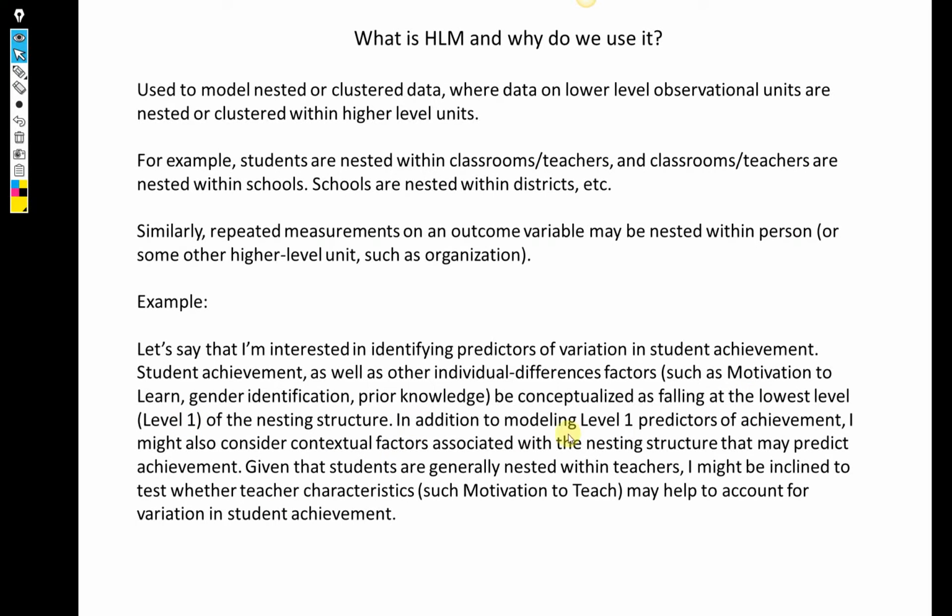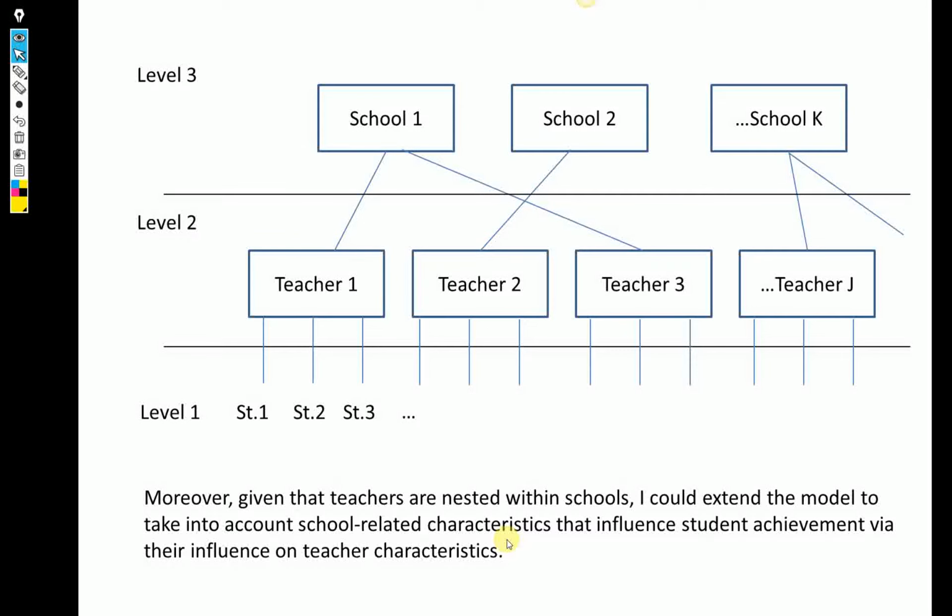In addition to modeling level 1 predictors of achievement, I might also consider contextual factors associated with the nesting structure that may predict achievement. Given that students are generally nested within teachers, I might be inclined to test whether teacher characteristics, such as teacher motivation to teach, may account for variation in student achievement. Moreover, given that teachers are nested within schools, I could extend the model to take into account school-related characteristics that influence student achievement, in part via their influence on teacher characteristics.